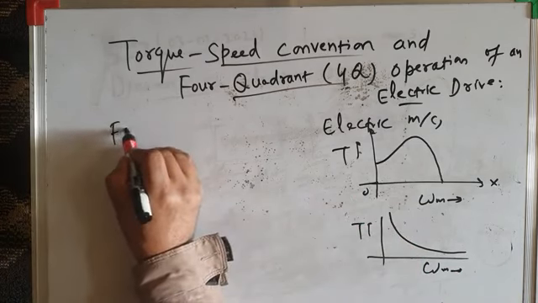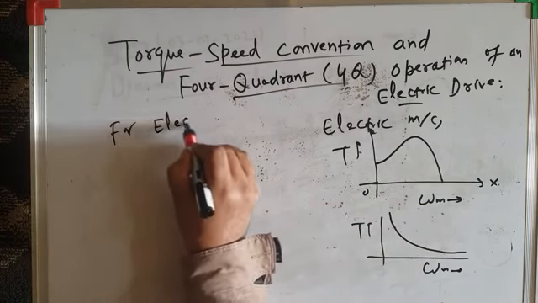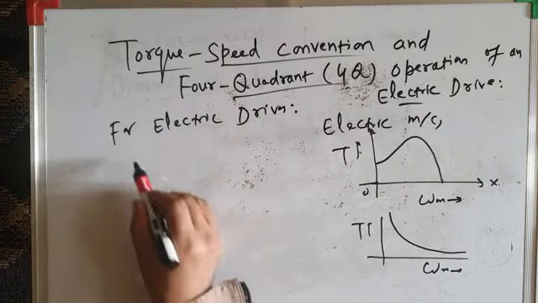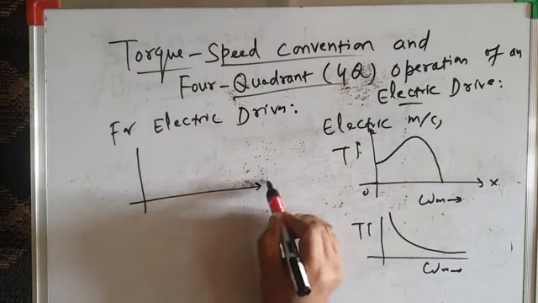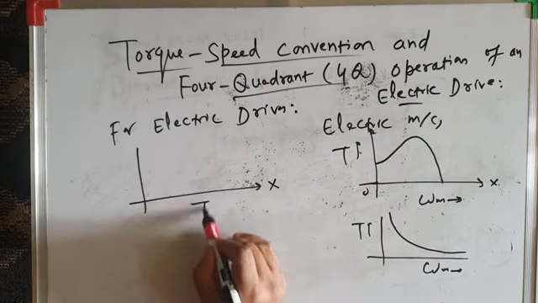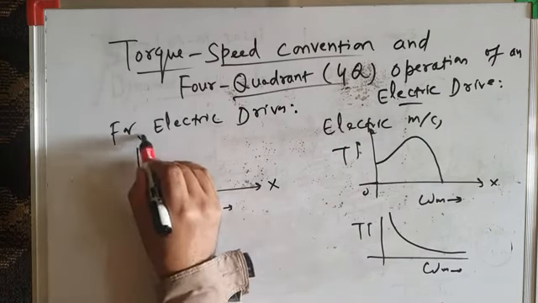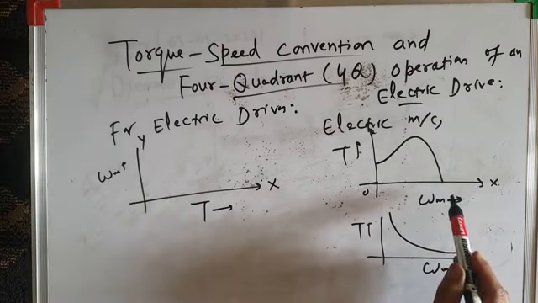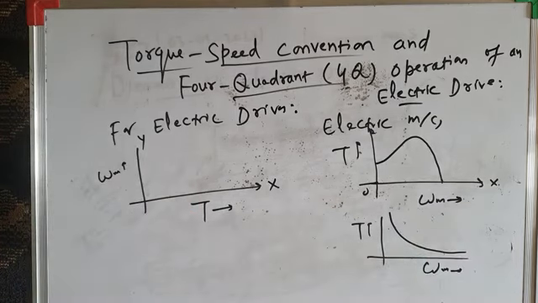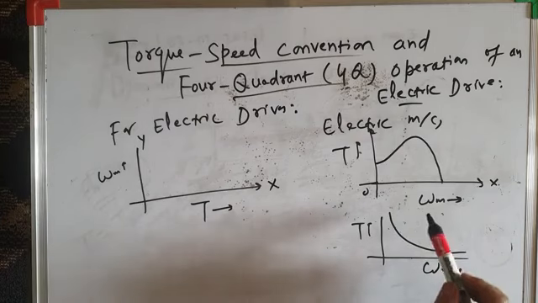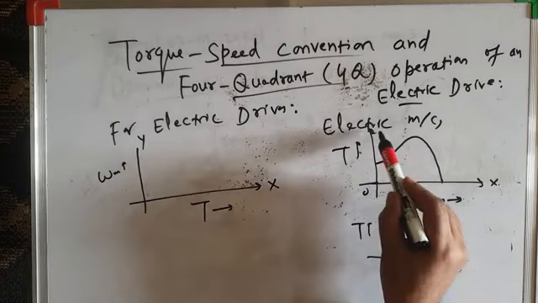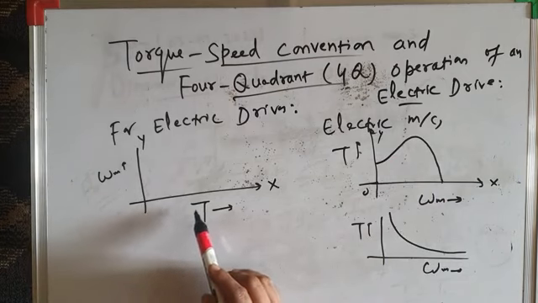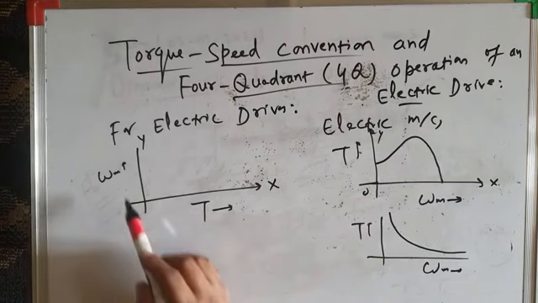So for electric drives, the speed torque or torque speed convention is like this. Along the x-axis, we will be plotting torque, and along the y-axis, we will be plotting the speed. So this is just the reverse of the convention for electric motors. For electric motors, speed is plotted along the x-axis and torque along the y-axis, but for electric drives, torque is plotted along the x-axis and speed along the y-axis.